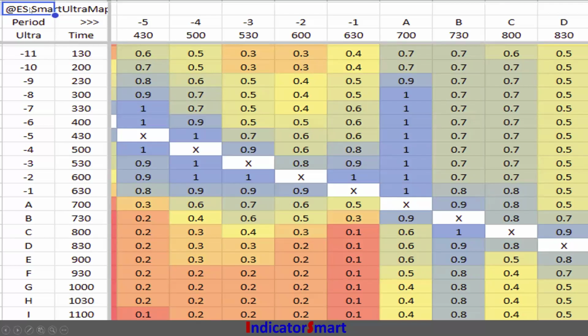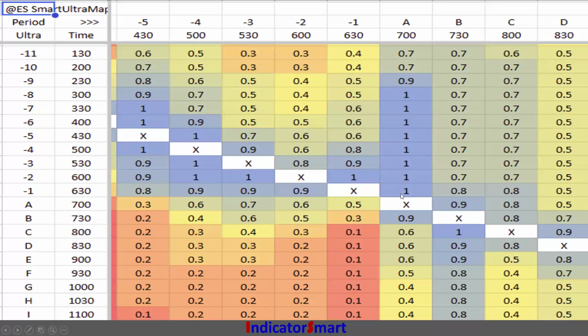Now, this is a map. This is an ultra map on the E-mini S&P, and this is for a period. Now, these times are in my local time, so if you're in East Coast time, you'd add 3 hours to that. That's the reason it's got the letter there. A period is the first 30-minute period of the day.